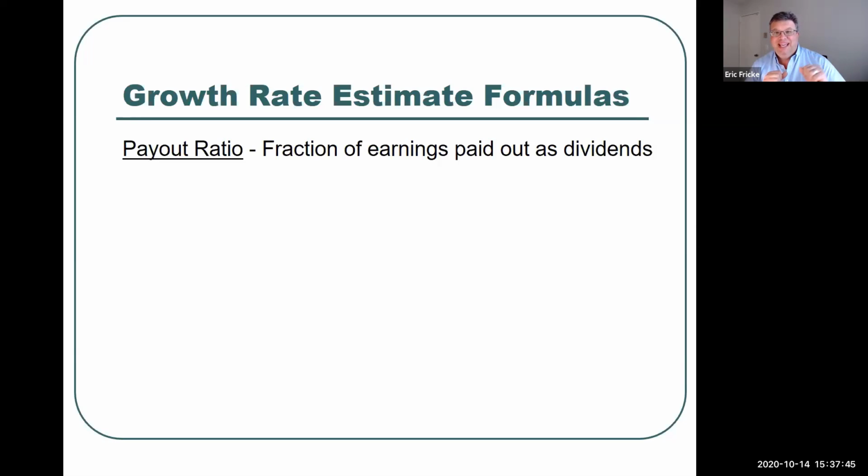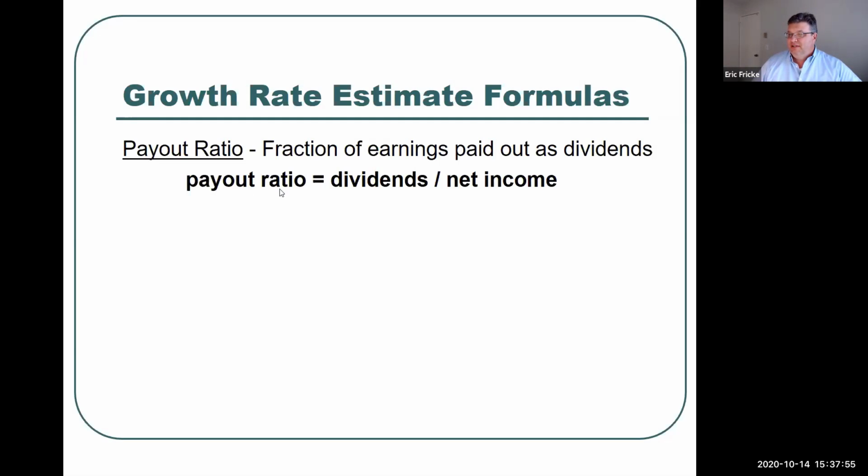That is called the payout ratio, the percentage of net income or earnings that gets paid out as dividends. And so it just equals this. Payout ratio equals dividends divided by net income. And this is kind of a model of growth and how to forecast it.